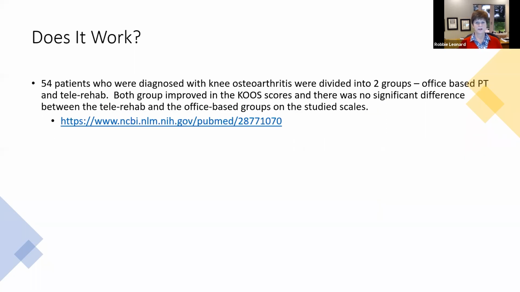And one last study to show you some of the evidence that's out there, and this is, like I said, not even scratching the surface, but 54 patients who were diagnosed with knee osteoarthritis were divided into two groups. One was office-based PT and the other was telerehab. And both groups improved in their KOOS scores, and there was no significant difference between the telerehab and the office-based groups on the studied scales. So these are just some examples of effectiveness, but I would encourage you to go do a literature search and see what's out there.